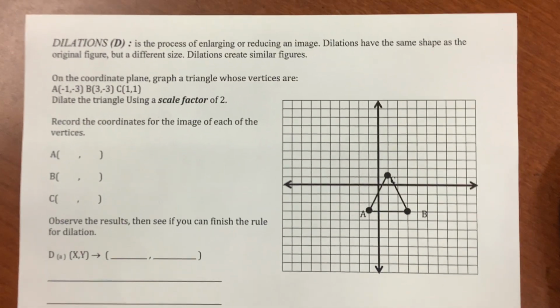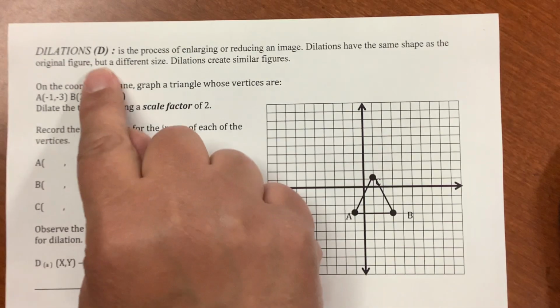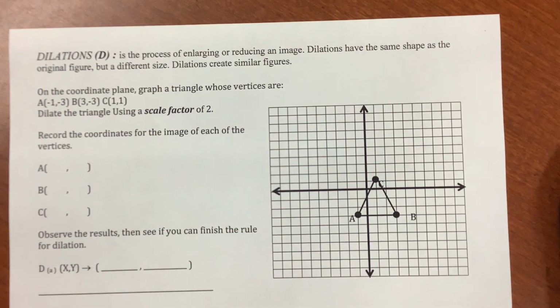Here we go. A dilation, and the symbol for dilation is a capital D, is the process of enlarging or reducing an image. Dilations have the same shape as the original figure, but a different size. Dilations create similar figures. And remember, similar figures have the same angles and the sides are in proportion.